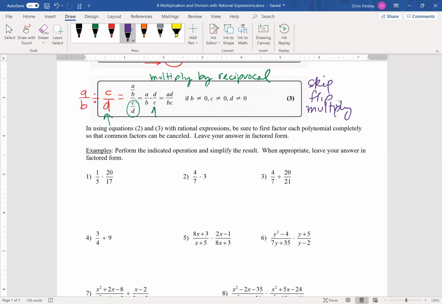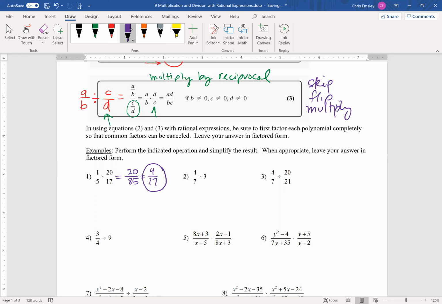For this first one, I'm going to show you two different ways to do it. You can just go ahead and multiply straight across the top. 1 times 20 is 20, and 5 times 17 is 85. There's an answer, but it is not in lowest terms. It is not reduced. Each of those numbers is divisible by 5, so it can be reduced to 4 over 17, because 20 divided by 5 is 4 and 85 divided by 5 is 17. So there is our reduced, simplified answer.